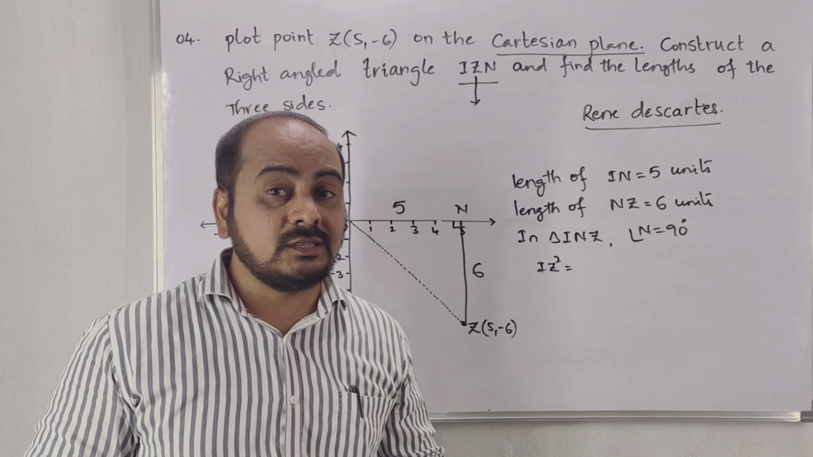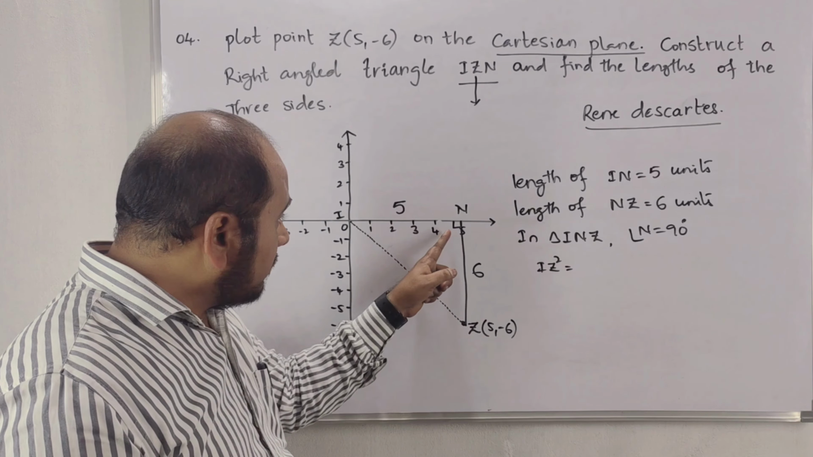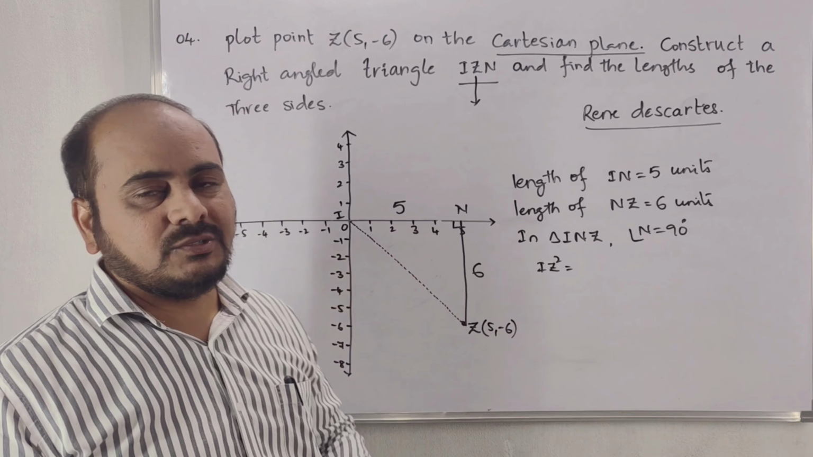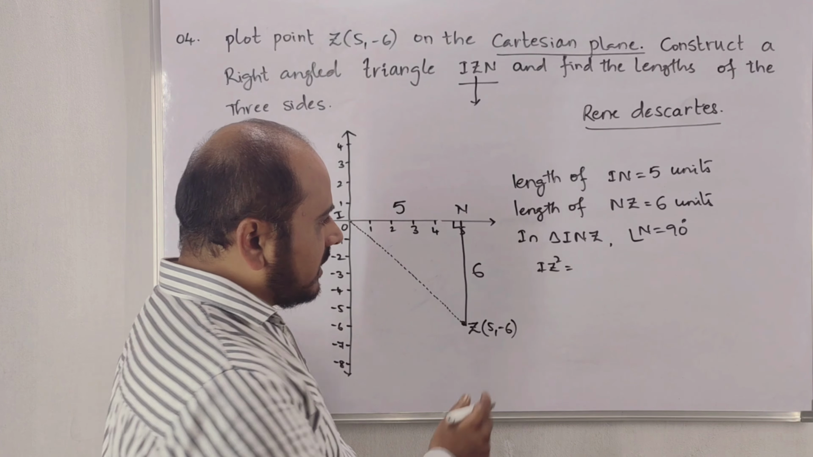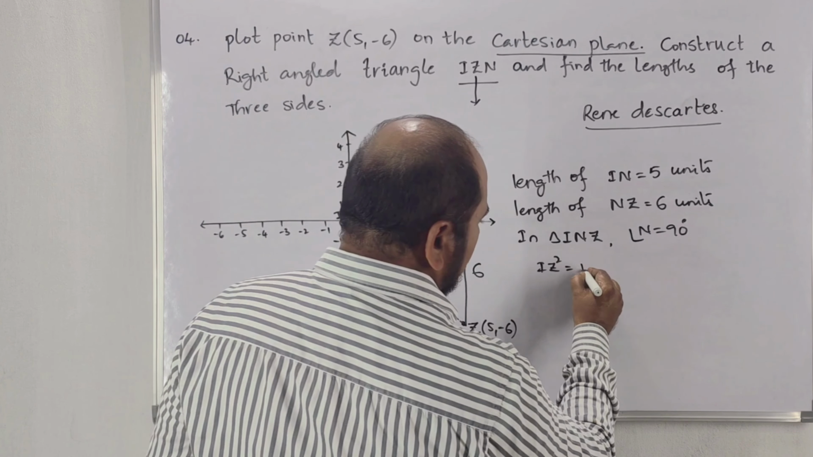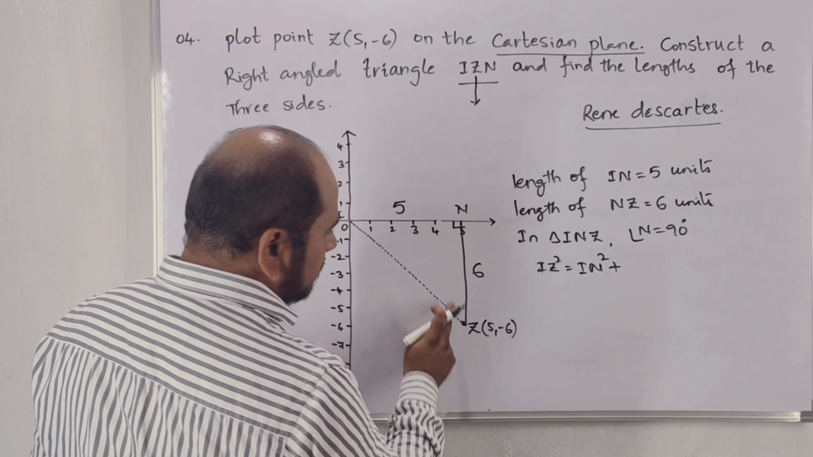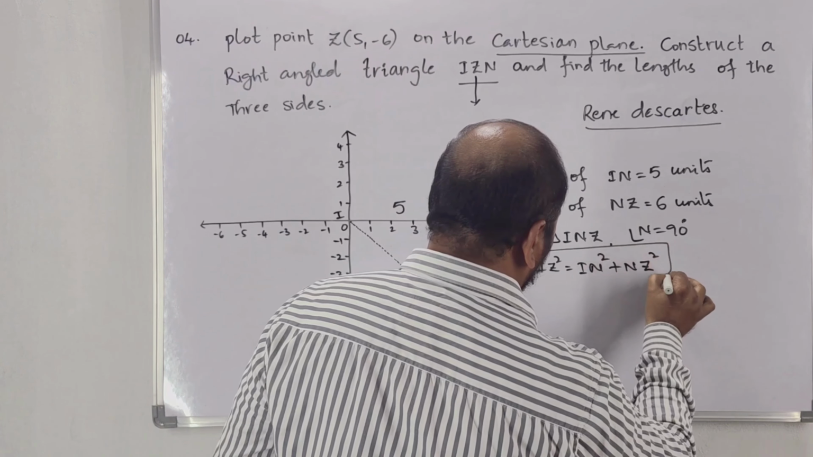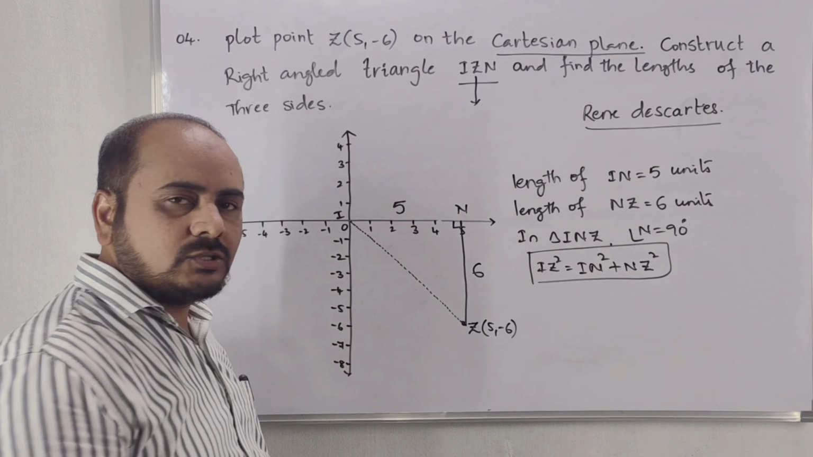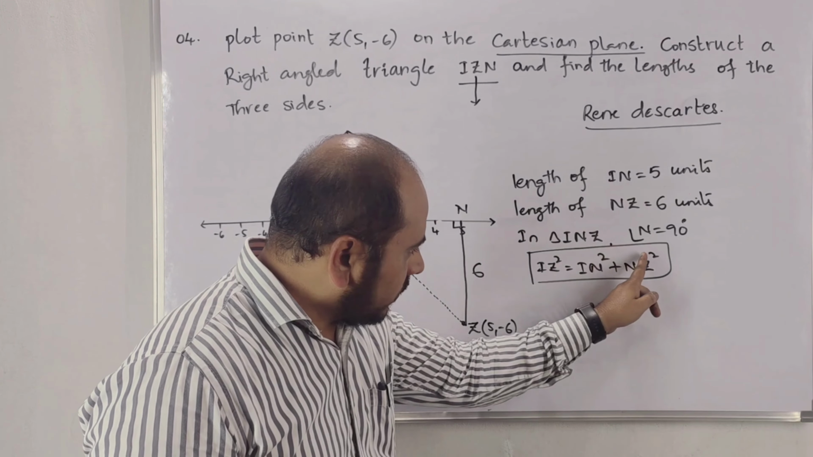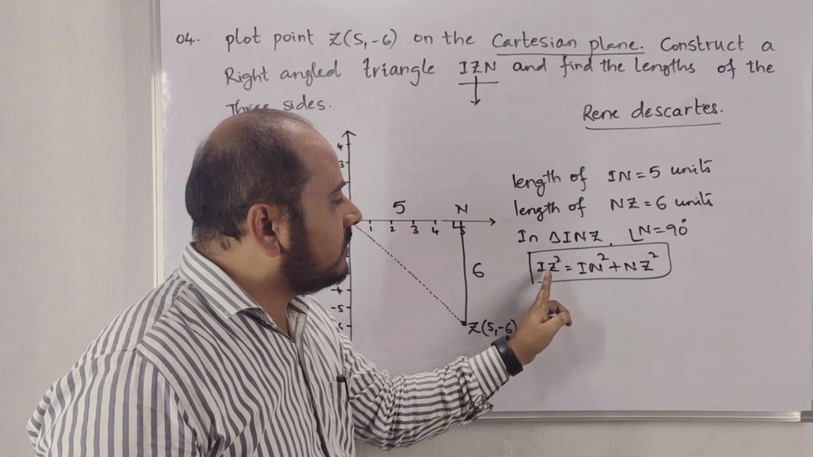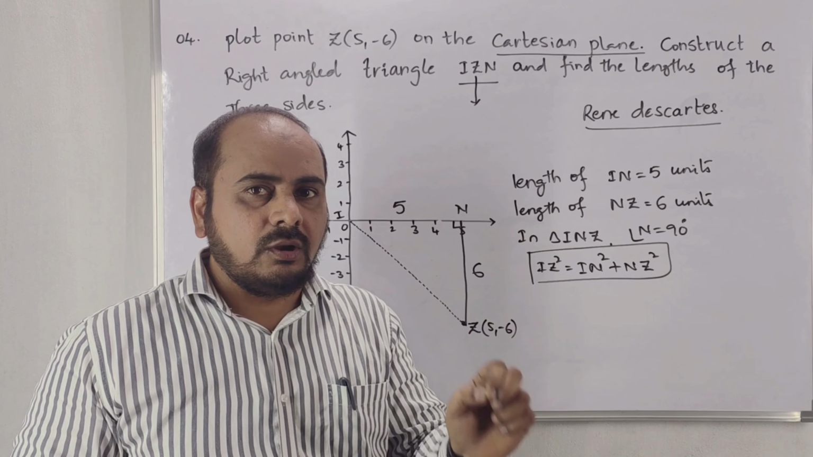See here, one more new concept has been introduced. The sum of the squares of the two sides of a triangle is equal to the square of the hypotenuse. So here, the square of the hypotenuse IZ square equals the square of one side plus the square of the other side, NZ square. This is the Pythagoras theorem, my dear. Once again I am going to repeat this. In a right angle triangle, the sum of the squares of the two sides is equal to the square of the hypotenuse. This is the Pythagoras theorem.